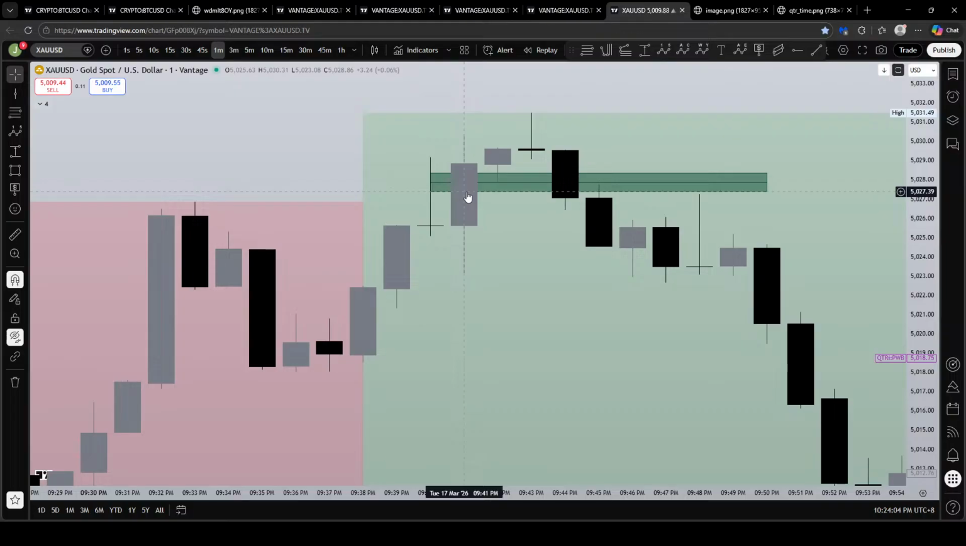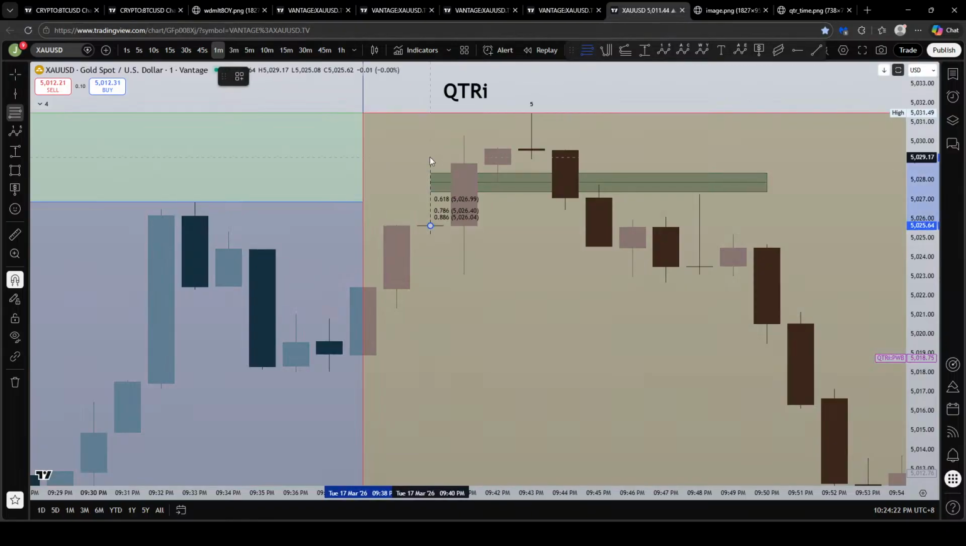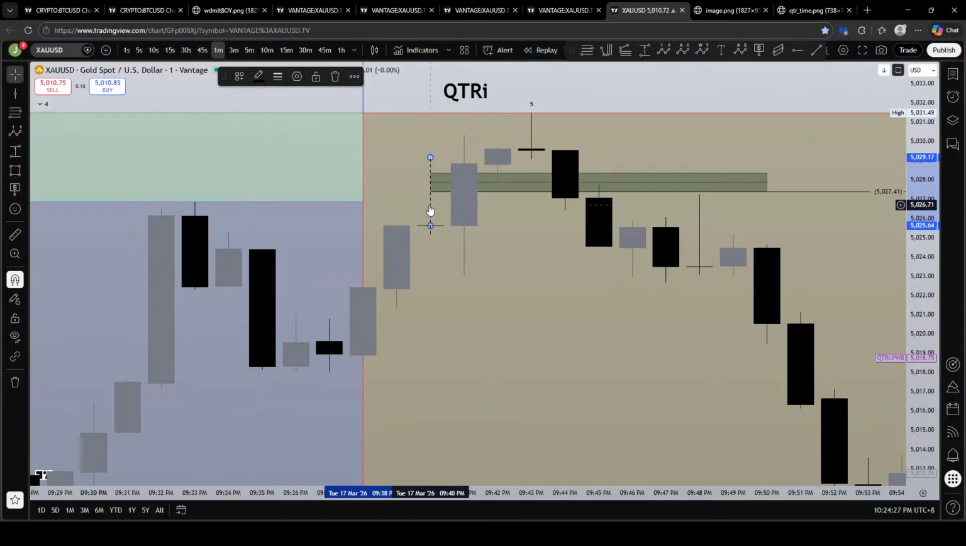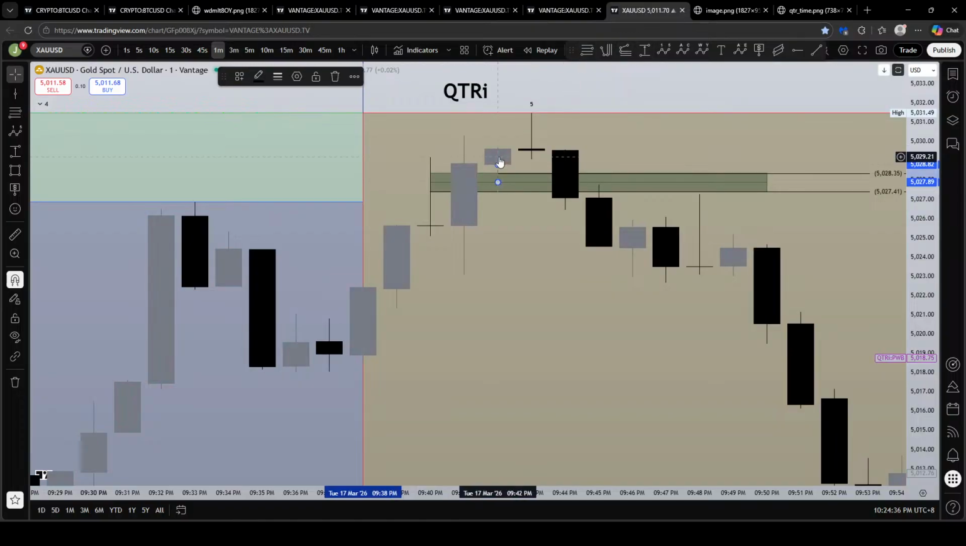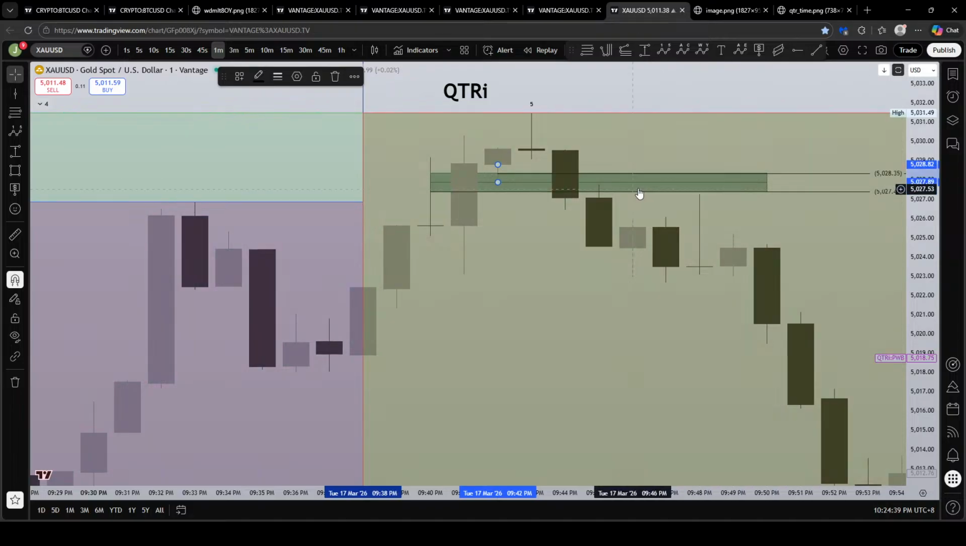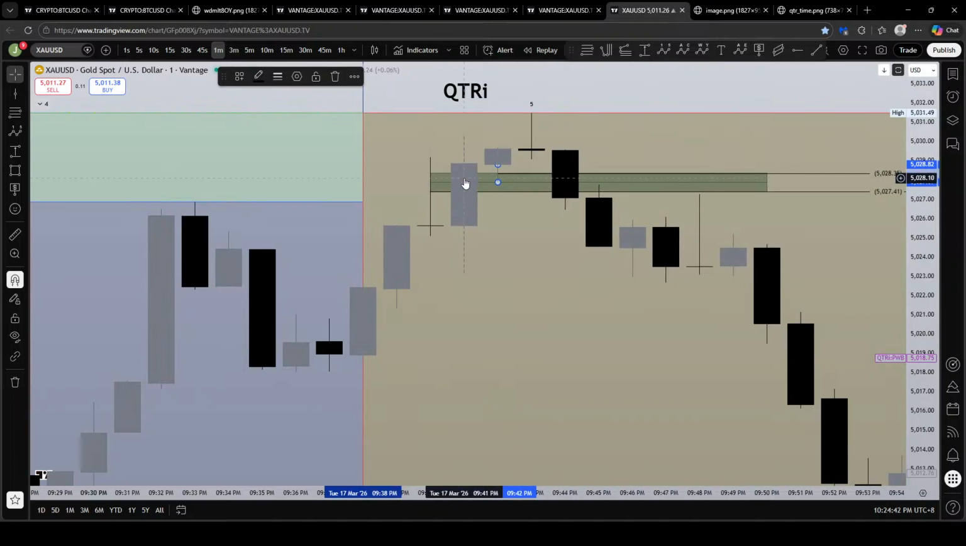Aside from that, the surrounding candles, the left and the right candles, have overlapping wicks. And to measure it, all you have to do is get the 50% of the overlapping wicks, the left and the right. So in this case, the lower boundary is 5027, while the upper boundary is 5028. But this particular bullish implied fair value gap is no longer valid.